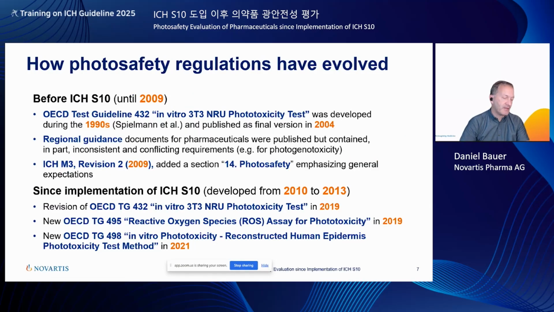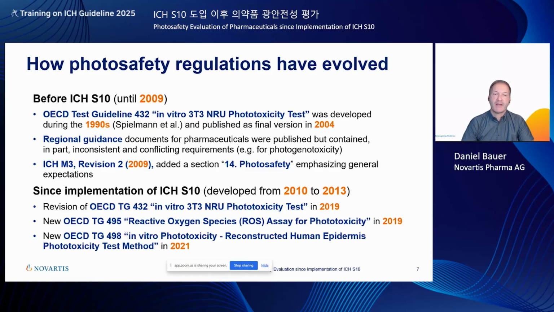So ICH S10: how it evolved and what has happened since ICH S10 on the regulatory side. Before ICH S10 was initiated, so before 2009, there was already one OECD test guideline for the in vitro phototoxicity test, the famous 3T3 neutral red uptake phototoxicity test. It was released in 2004 already. There were regional guidances, for instance from the FDA and from Europe, the EMA, and the kickoff for photosafety was then actually on the ICH level.